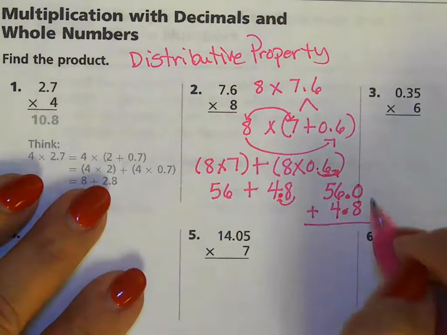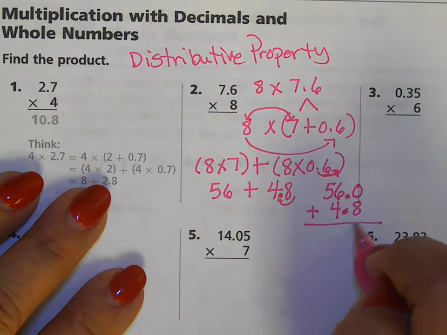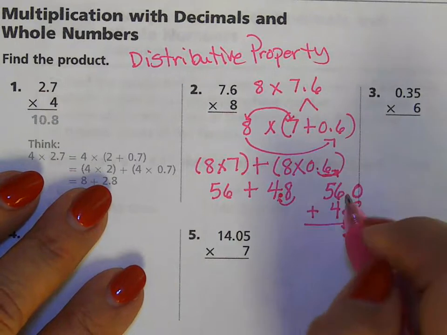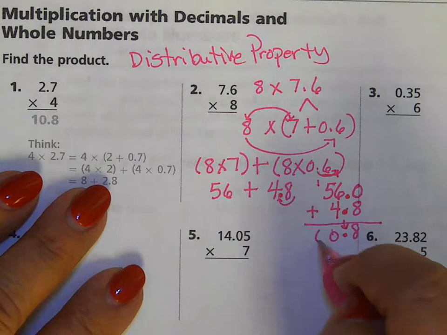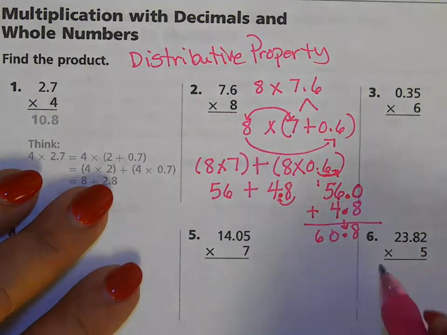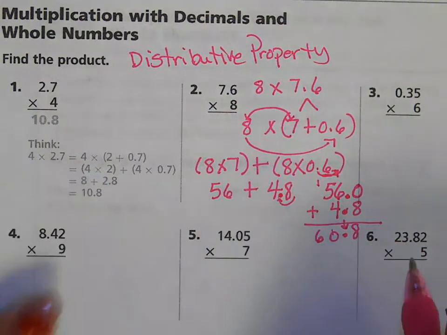Then I'm going to add them up. 0 plus 8 equals 8. I'm going to bring down my decimal. 6 plus 4 equals 10. Regroup. 5 plus 1 equals 6. So then the answer is 60 8/10.